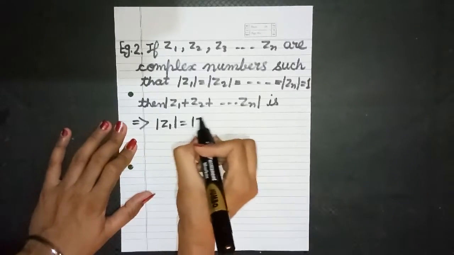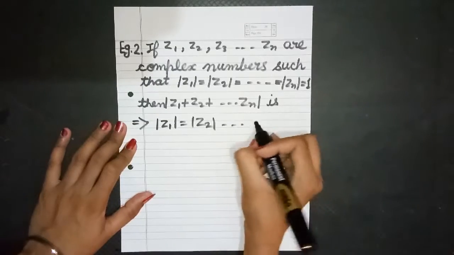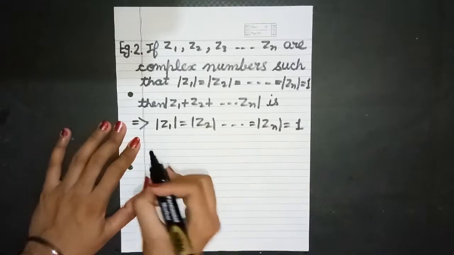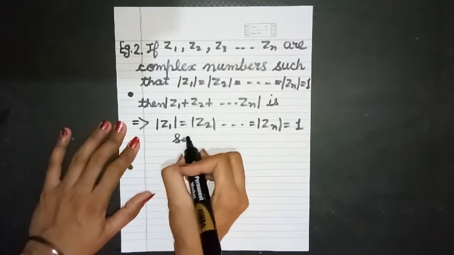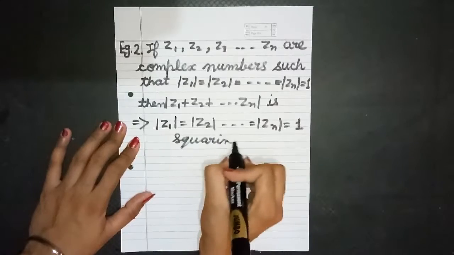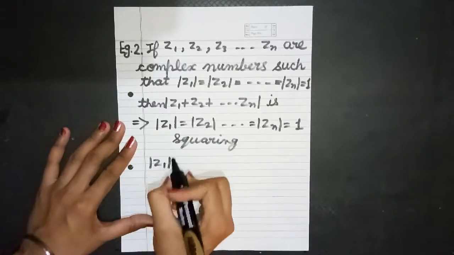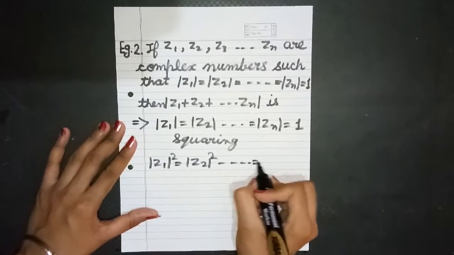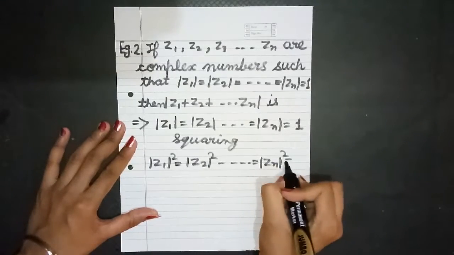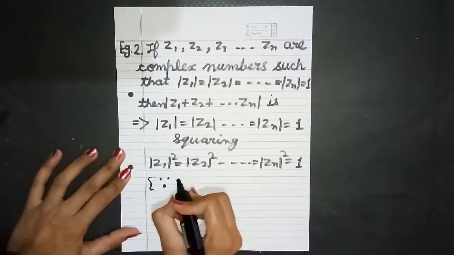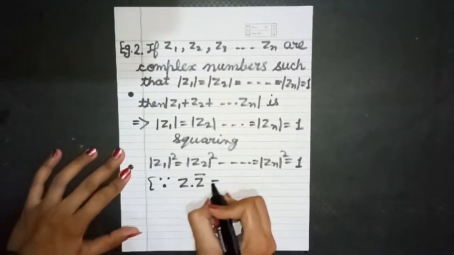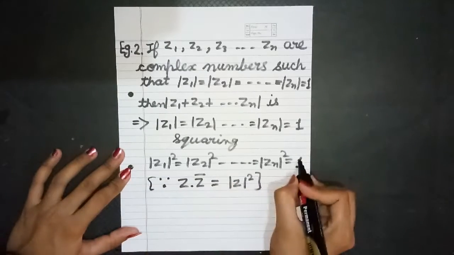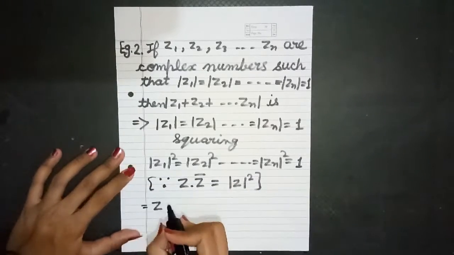Now |z1||z2| up to |zn| is equal to 1. This is given, right? Now squaring all, we will get |z1|² |z2|² up to |zn|² is equal to 1. Reason: z into z conjugate is equal to |z|². Now we will put this in the equation.